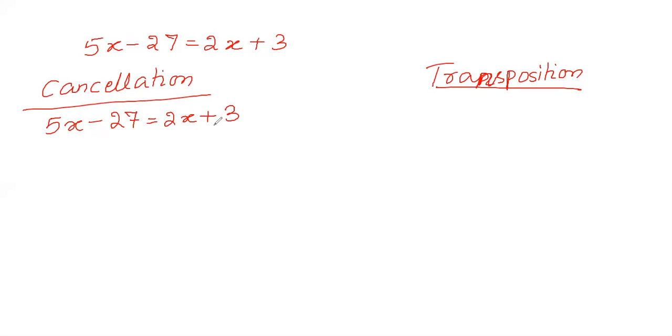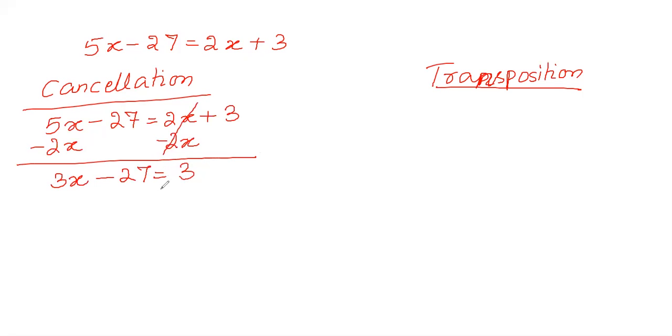So what is done here is 2x plus 3. You are adding 3 to it. So you cannot divide just 2x by only 2, right? Because there is an addition there. So what you do is you subtract 2x on both sides to cancel out the 2x on the right. So you get 3x. 5x minus 2x is 3x, minus 27 is equal to 3.